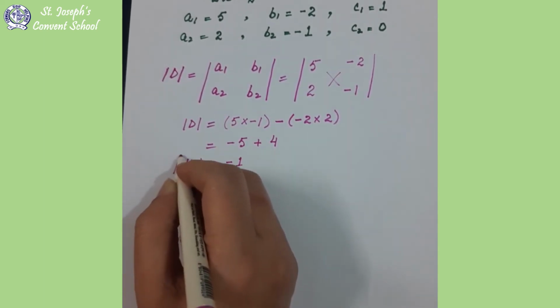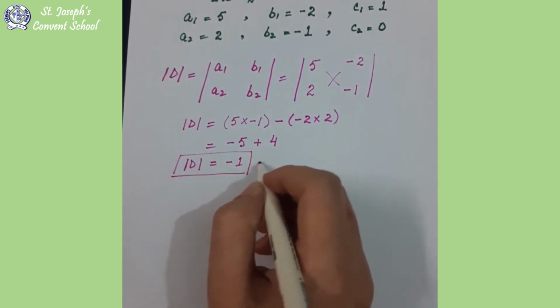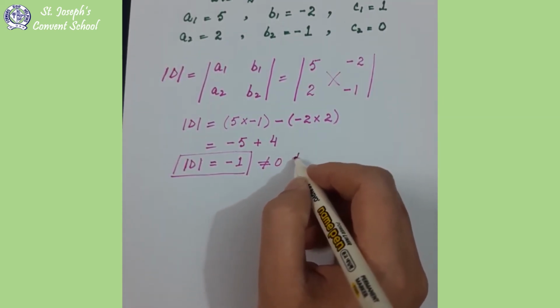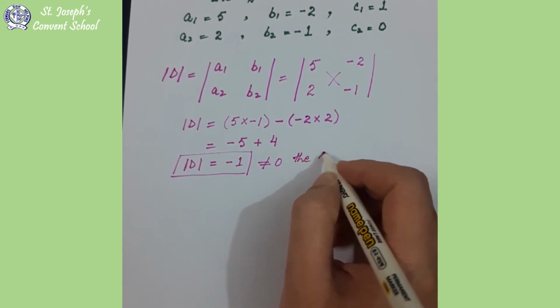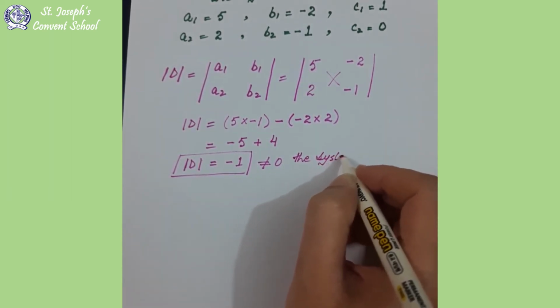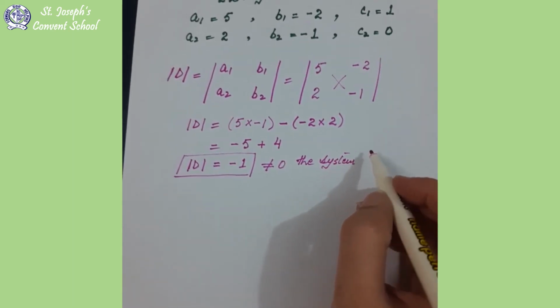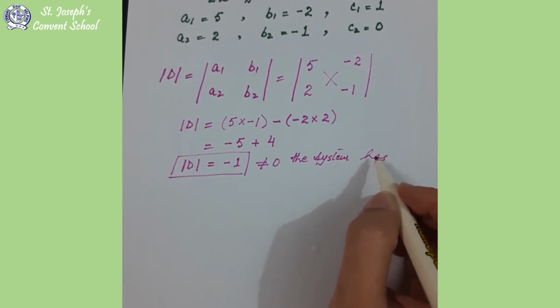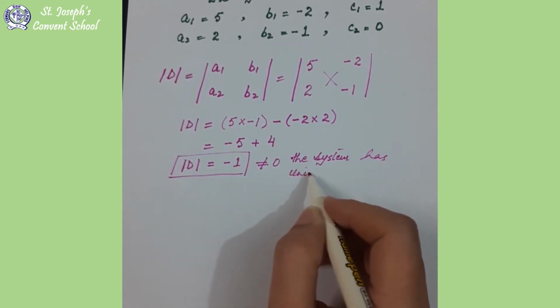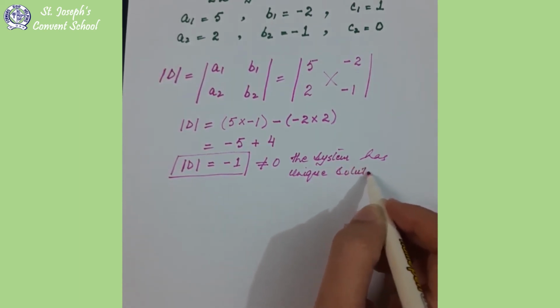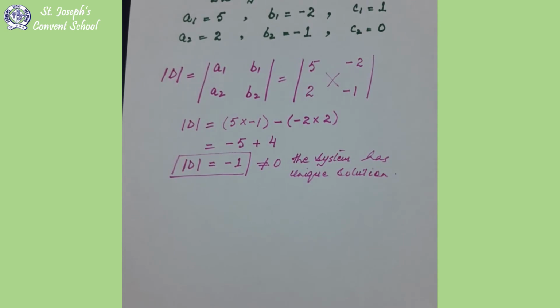So this answer is not equals to 0. It is not equals to 0. So the system has a unique solution. Okay. Now after finding D, we'll find Dx and Dy and then we will divide the answers.